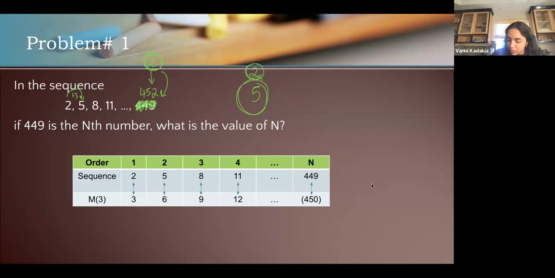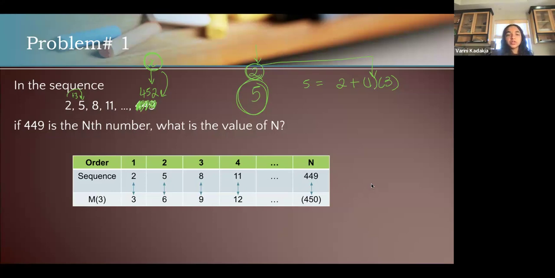Okay, so let's write this down. 5 equals 2 plus 1 times 3, right? So we know that 5 is at position 2. So how can we relate position 2 to the number of times we are multiplying the common difference? How can we correlate the position with the number of times we use the difference? Does everyone understand that part?